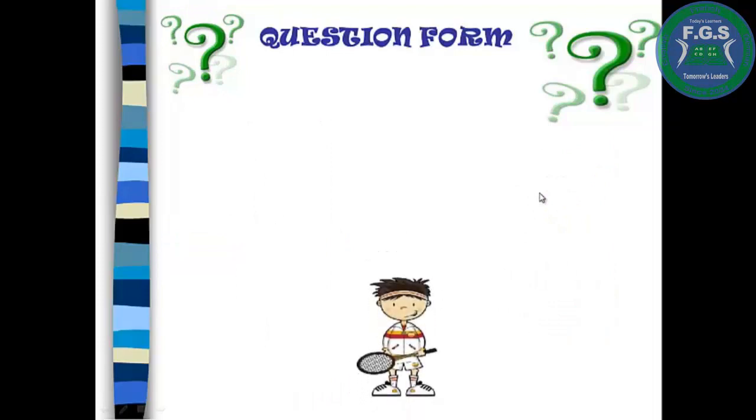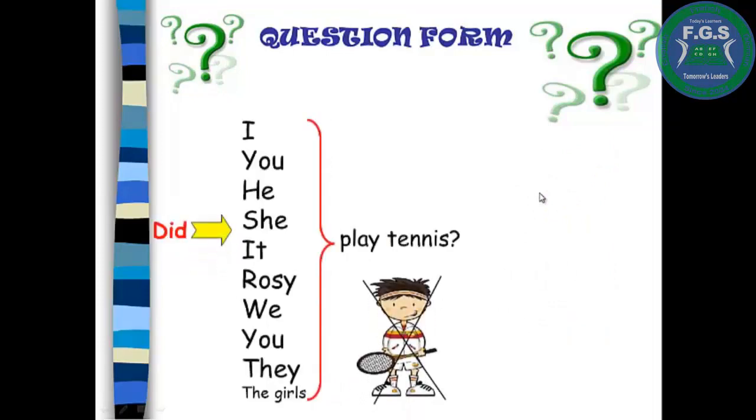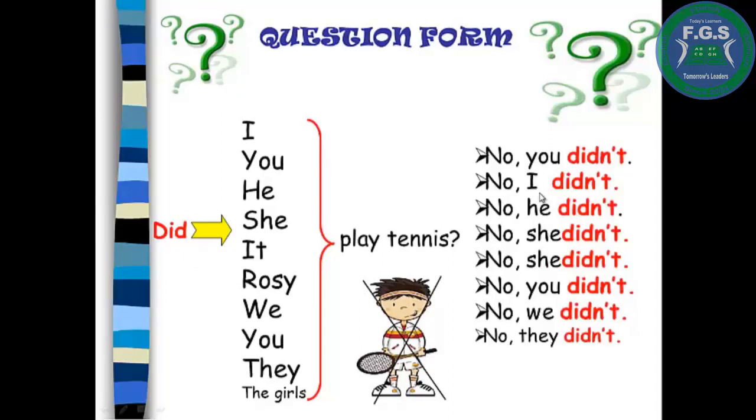Question form. Negative. The answer no. Did you play tennis? Did Rosie play tennis? Did we play tennis? Did they play tennis? The answer here no. And as we said, no you didn't, no I didn't, no he didn't, no she didn't, no you didn't, no we didn't, no they didn't.